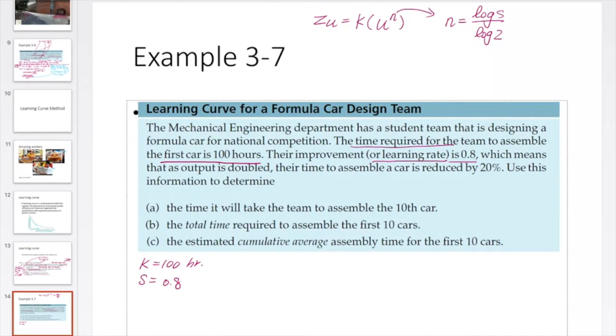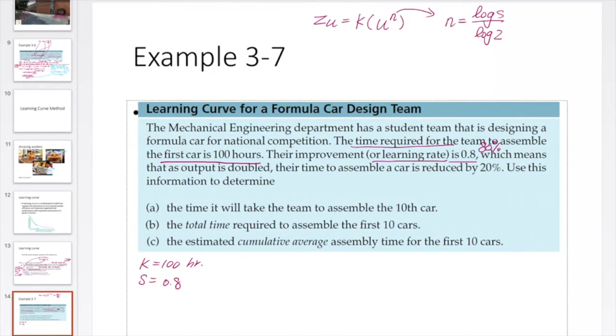So if the learning rate is 0.8, what does it mean? It means the time cost for producing one car is 20% less than the average cost for producing the previous number of cars, because the number of cars produced is doubled. That's what the learning rate tells you. But you don't have to worry about the definition of learning rate. Just need to know that S is going to be the learning rate.